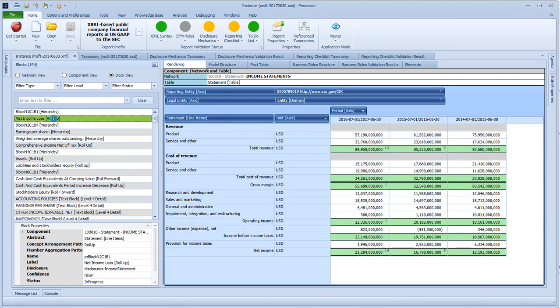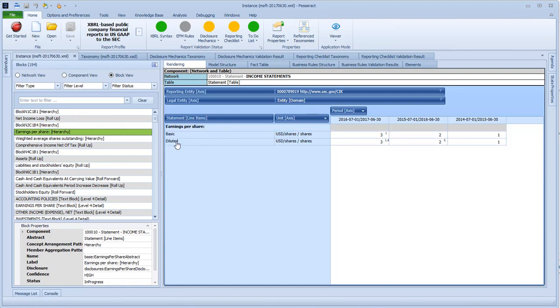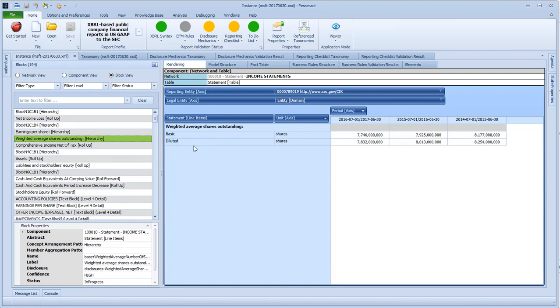Okay, as contrast to the net income roll-up, this is a roll-up because there's the total of the roll-up, and there are all the things that contribute to that total, and that is a disclosure. There's another disclosure on the income statement. Here it's a single line item, cash dividends declared per common share. There's another disclosure, earnings per share, basic and diluted. And one final for the income statement, the weighted average shares outstanding, basic and diluted.